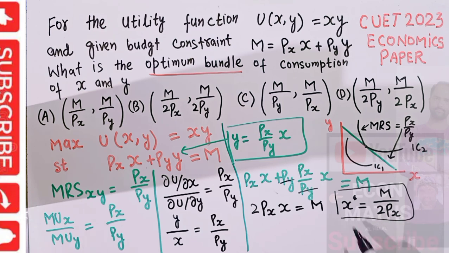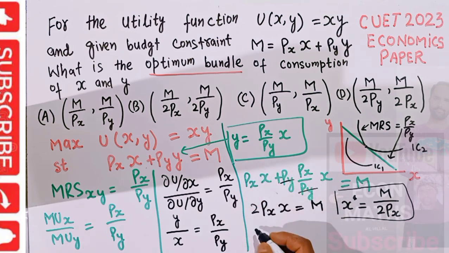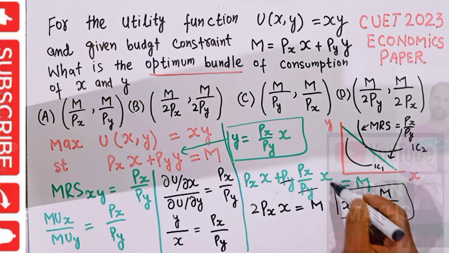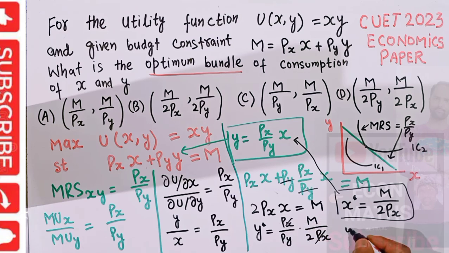Now what is the value of y? Simply plug x equal to m upon 2px here to get the value of y. So let us plug in the value of x, so our y will be equal to price of x upon price of y times the value of x, which is m upon twice px. px and px get cancelled, that gives us y will be equal to m divided by py into 2, that is twice py.